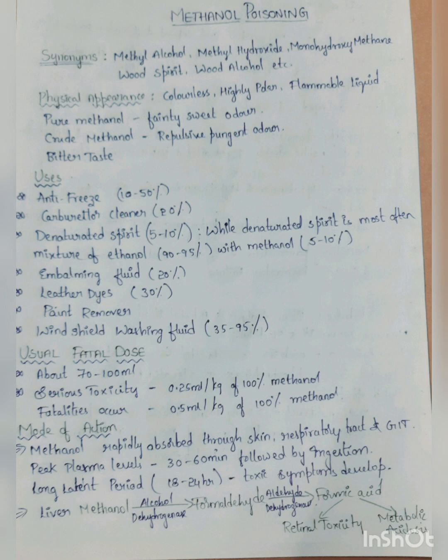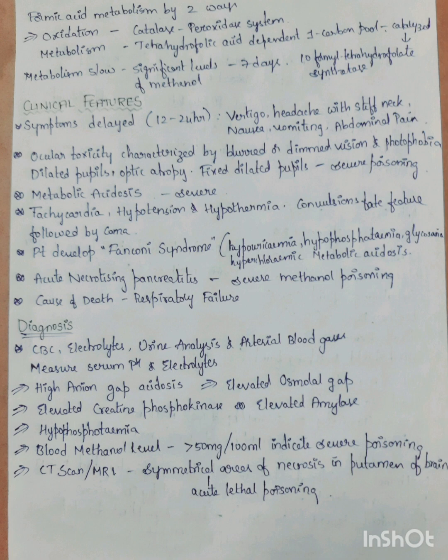Formic acid is a toxic metabolite of methanol, and formic acid is metabolized by two pathways: either oxidation catalyzed by peroxidase system, or metabolism by tetrahydrofolic acid dependent one carbon pool. Here it is catalyzed to 10-formyl tetrahydrofolate synthesis. So metabolism is usually slow, and significant levels of methanol will appear in the body for 7 days.